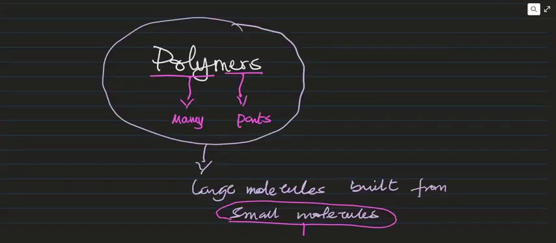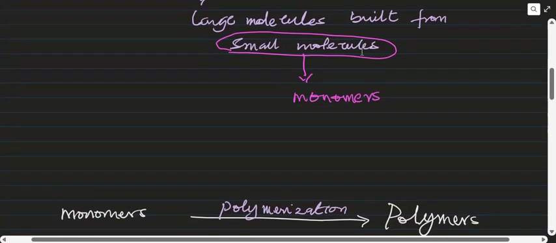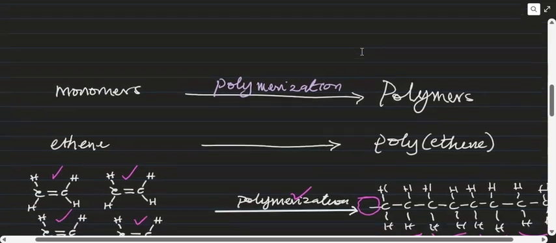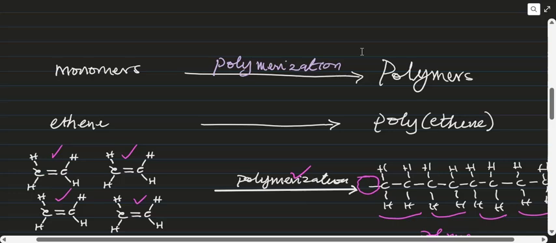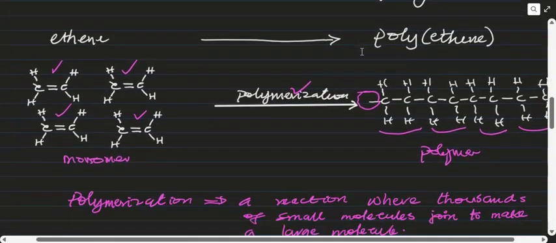So to summarize, we looked at polymers. We said polymers means large molecules that are built from small molecules. And then we said those small molecules are called monomers. And then we said the reaction that gives us a polymer from a monomer is called polymerization reaction. Ethene is an example of a monomer, and polyethene is a good example of a polymer.